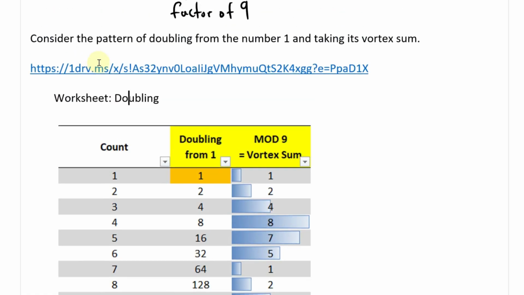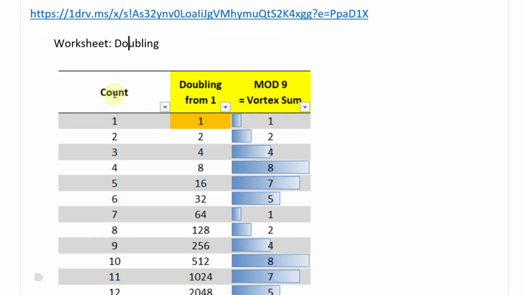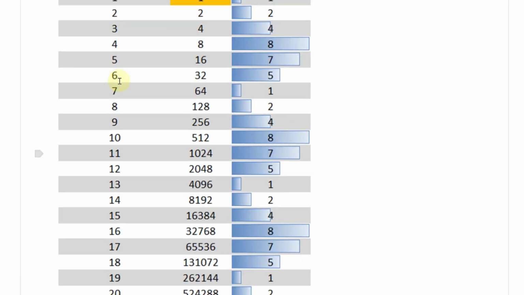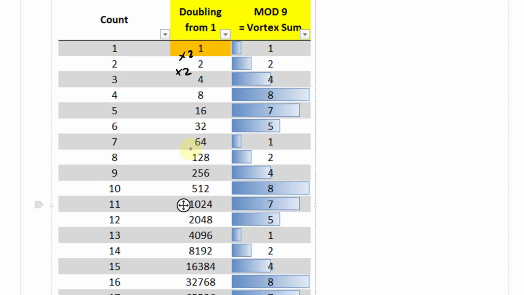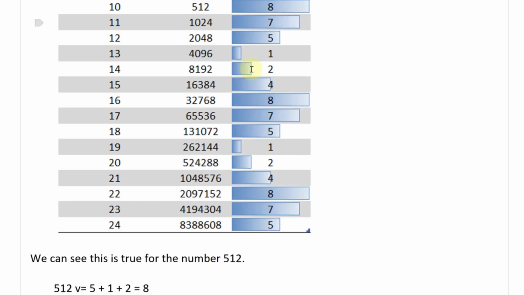Anyways, let's go further. In this table, I count the numbers from 1 to 24, so there are 24 numbers here, and I double from 1. 1 times 2 is 2, then 2 times 2 is 4, then 4 times 2 is 8, and so on. 8 times 2 is 16. And then the vortex sum is on the right, and I also put a chart just to show the patterns repeat.